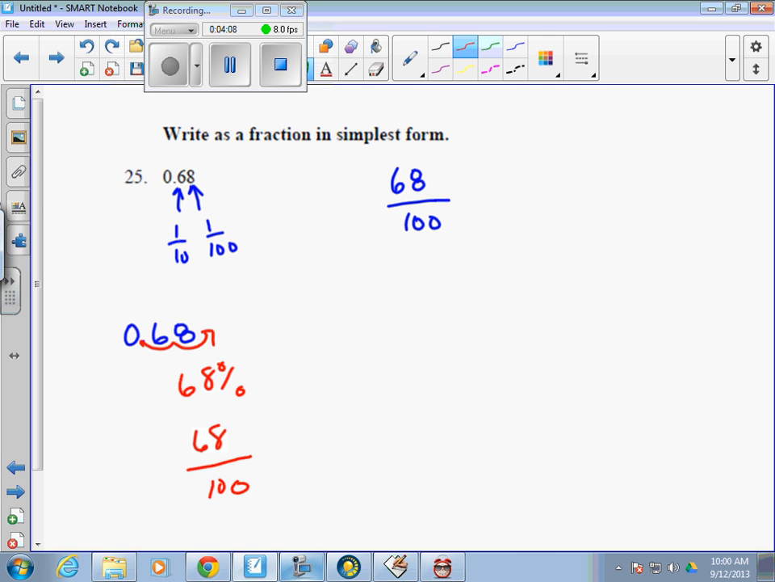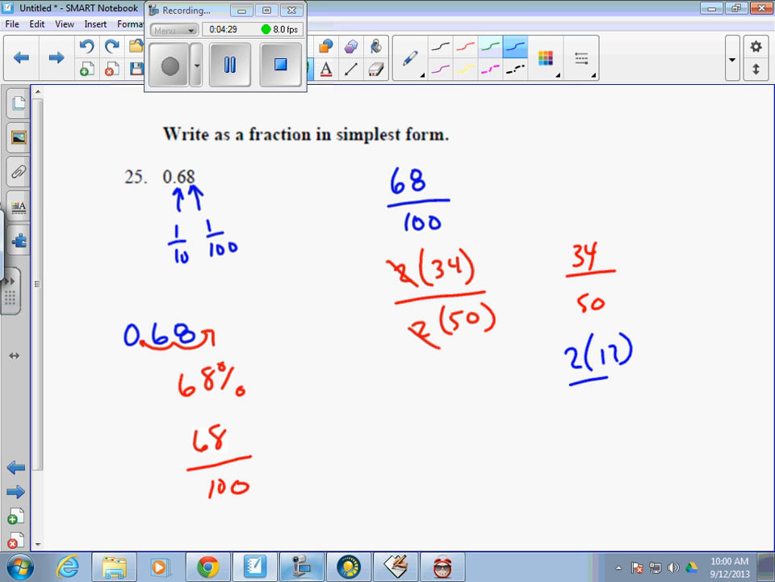But that's not quite finished because it's not in simplest form. We can clearly see that both of these numbers are positive. So 2 times 34 over 2 times 50. These will cancel and leave us with 34 over 50. We can again see they're positive. 2 times 17 over 2 times 25. These will cancel, 17 over 25. That's the simplified version.